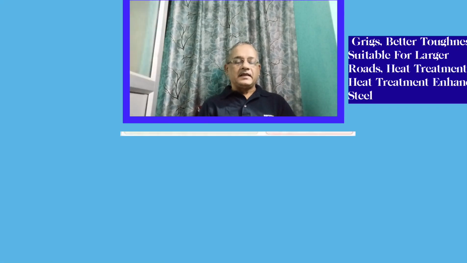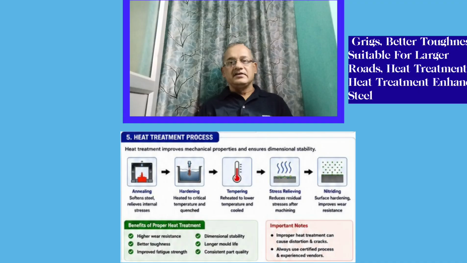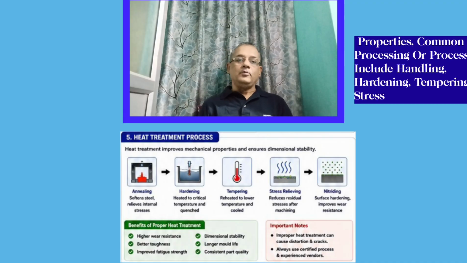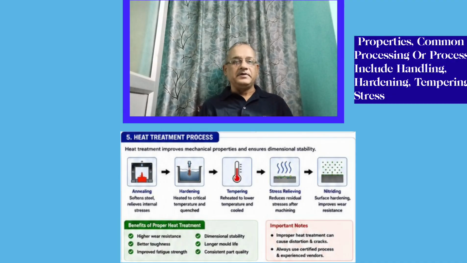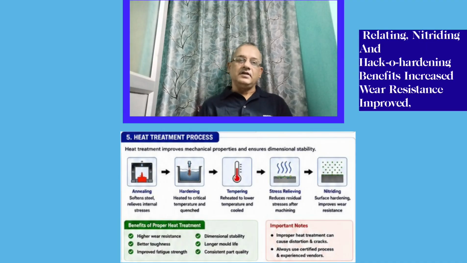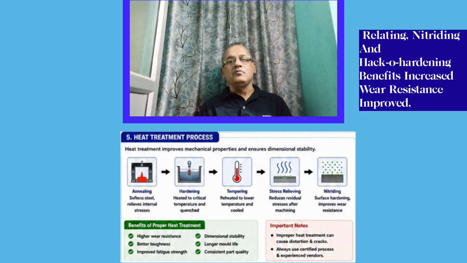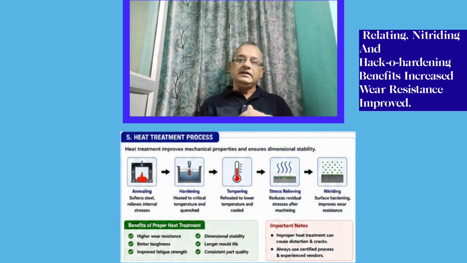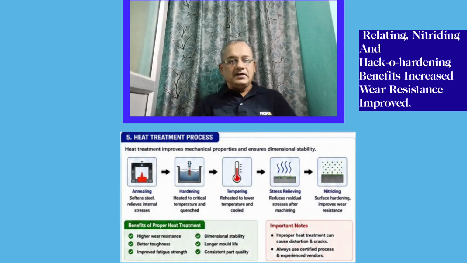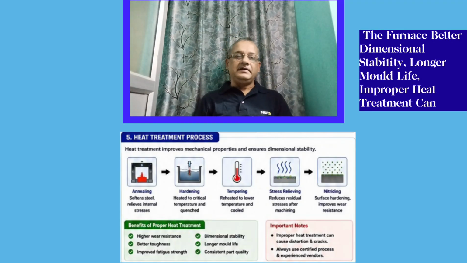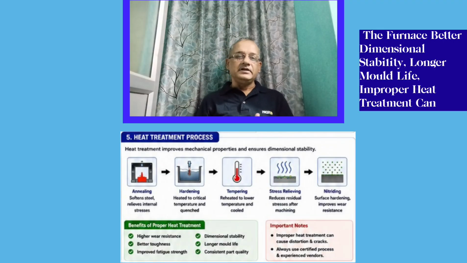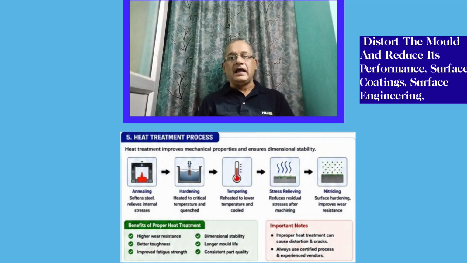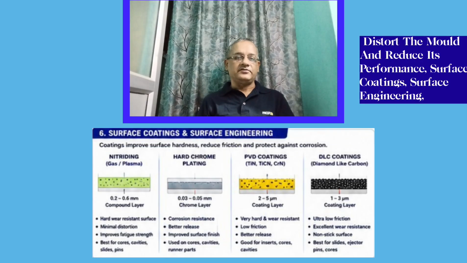Heat treatment. Heat treatment enhances steel properties. Common processes include annealing, hardening, tempering, stress relieving, nitriding, and vacuum hardening. Benefits: increased wear resistance, improved toughness, better dimensional stability, longer mold life. Improper heat treatment can distort the mold and reduce its performance.